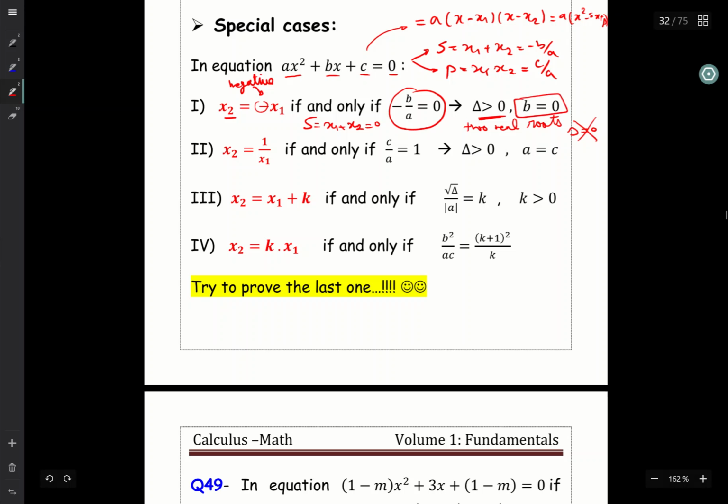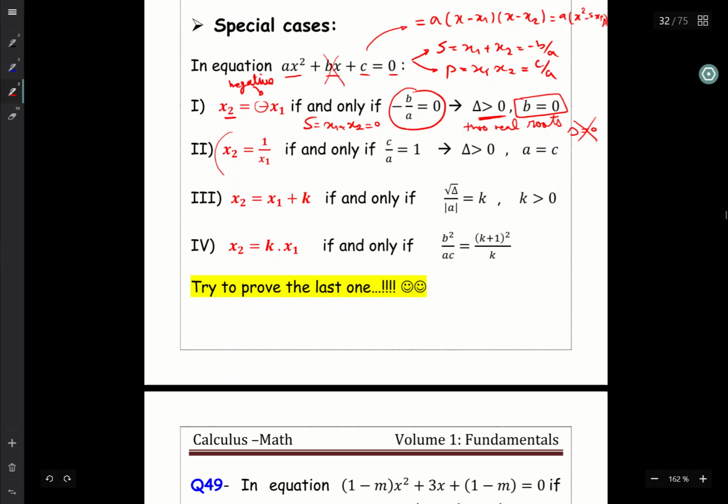So if I have a quadratic equation that doesn't have the bx term, doesn't have x to the first power, then the two roots are definitely the negative of each other, because the sum is 0. Obviously delta should be positive.